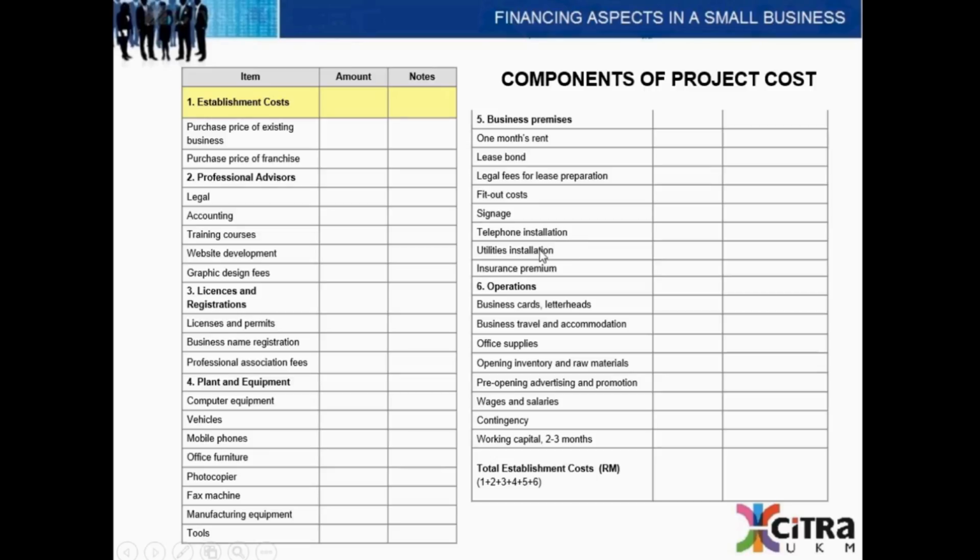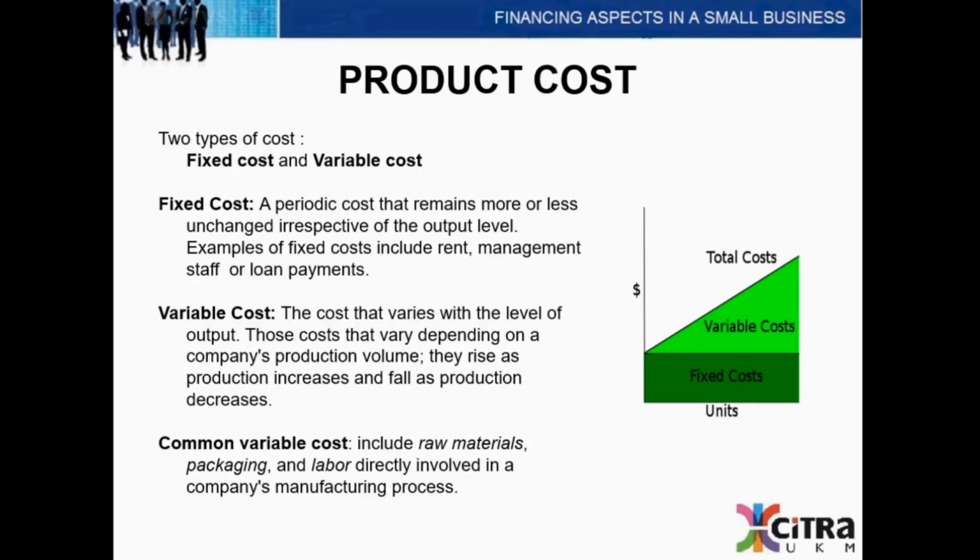Number six are the operations costs, which means the activities involved in operating the businesses. Well, under the operation cost, you see that some of the items can be in the form of wage and salaries, contingencies, the initial working capitals, and all of this will make part of what we call the establishment costs.